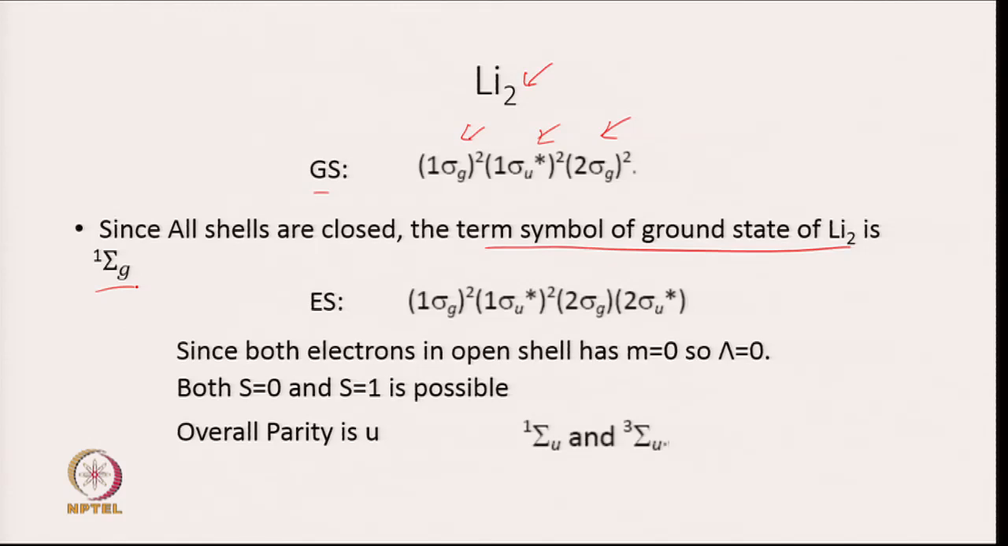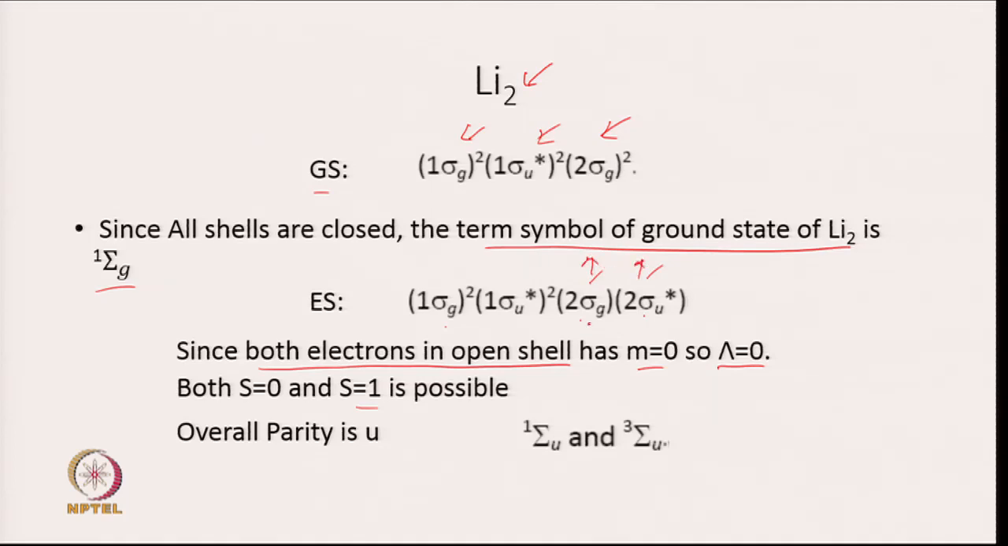Now, let us look at one excited state of lithium 2. There are 2 electrons in 1 sigma g, 2 electrons in 1 sigma u star, 1 electron in 2 sigma g and 1 electron in 2 sigma u star. So 1 electron from 2 sigma g goes to 2 sigma u star. Since both electrons in the open shells have m equal to 0, this electron is in sigma. So m is equal to 0, and your lambda will be 0. Both S equal to 0 and S equal to 1 are possible, because these are in 2 different states.